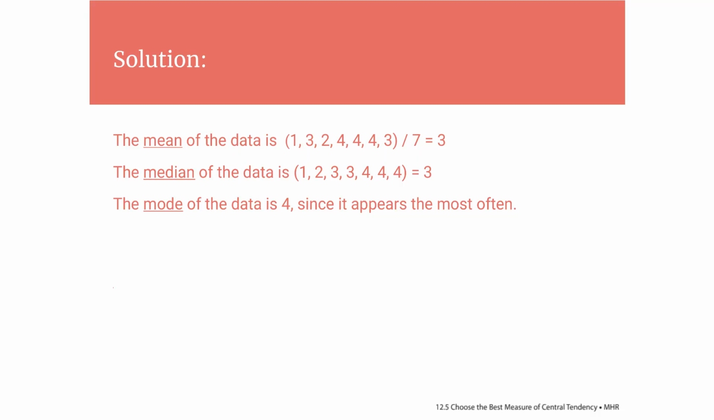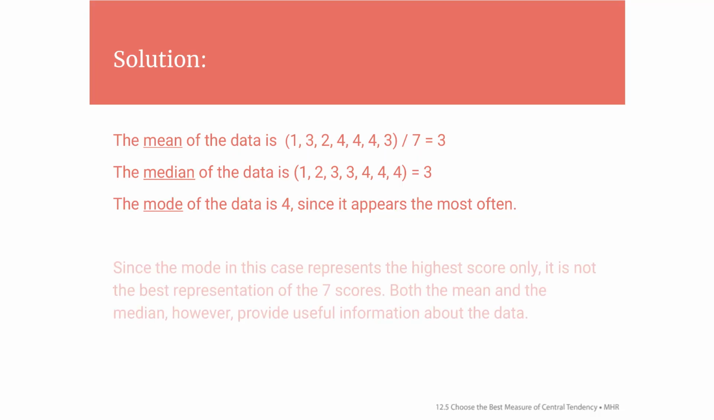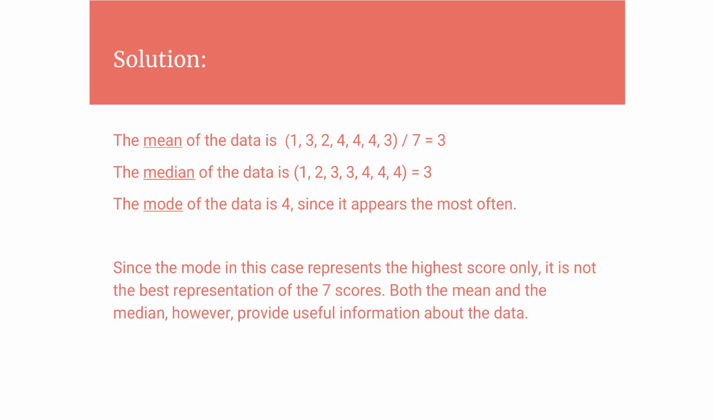So which of these is the better measure? Which one indicates how well they're doing? Since the mode in this case represents the highest score only, it's not the best representation of the 7 scores. Both the mean and the median, however, provide useful information about the data.